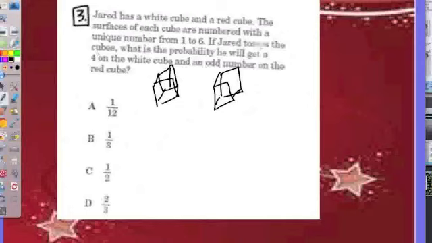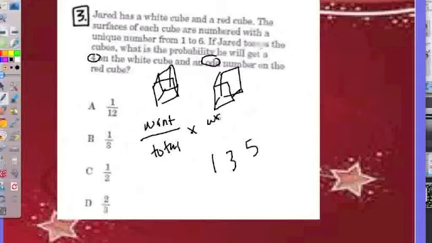Pay attention. You're trying to get a 4 on the white cube. You're trying to get odd on the red cube. For those of you who don't know what an odd number is, it's not even. 1, 3, 5. These are odd. How many out of 6? Well, what do you want over here? I want a 4. But how many sides have a 4 on it? Your 1 over your total times your 1 over your total. And remember you want odds. Simplify before you multiply. Remember that.